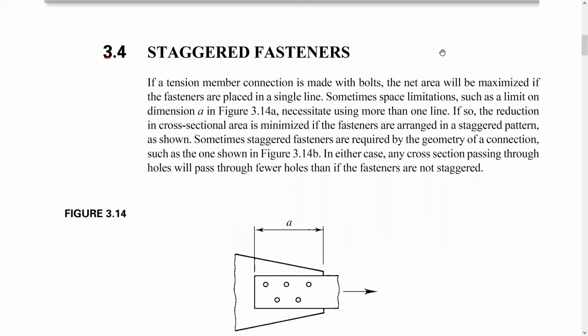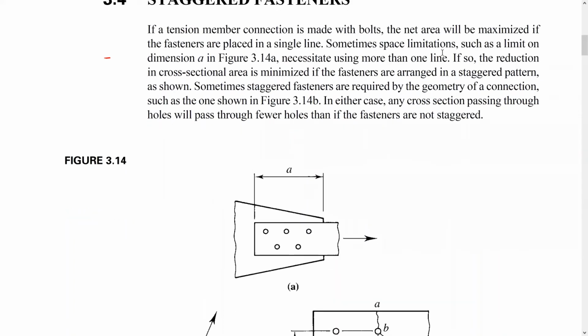So guys, if we have a bolted tension member, the net area will be maximized if the fasteners are placed in one single line. Let me tell you what this means.